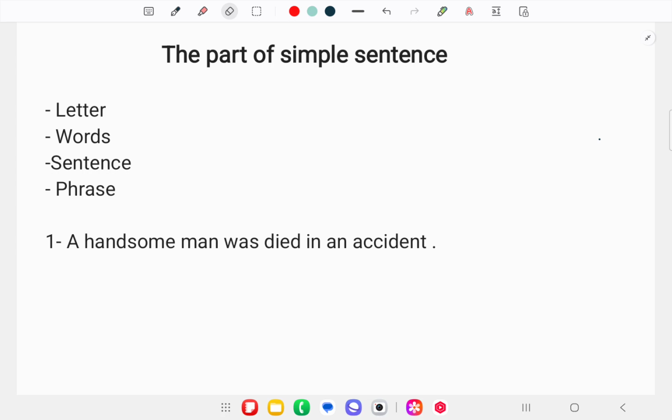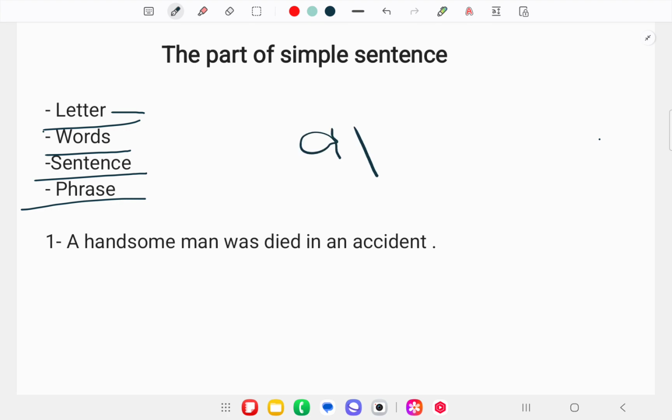Okay, so here we have some parts of grammar that are involved in the beginning stages. We should know what a letter is, what a word is, what a sentence is, and what a phrase is. At first we should know these parts. What is a letter? According to the definition, a letter is the fundamental unit of an alphabet, and also we can say the smallest unit of a word.